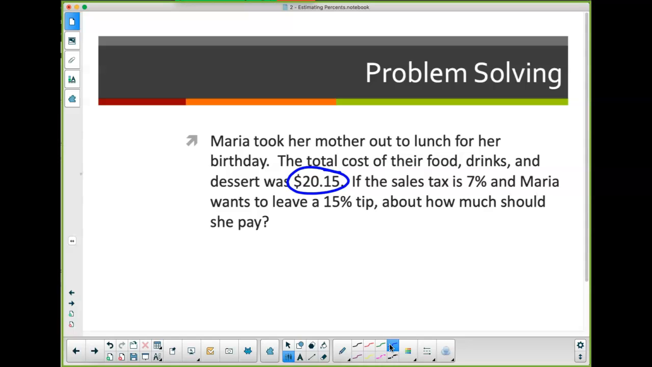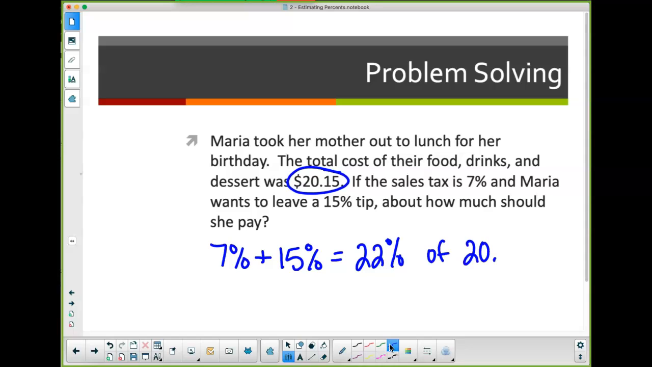Sorry. It's not always fun, but you have to. Do you have to leave a tip? You don't have to, but it sure is not nice if you don't. Okay, waiters and waitresses don't appreciate you. So she has to leave 7% plus 15%. What's 7% plus 15%? What's 7 plus 15? 22%. So I want to know approximately what is 22% of $20.15.